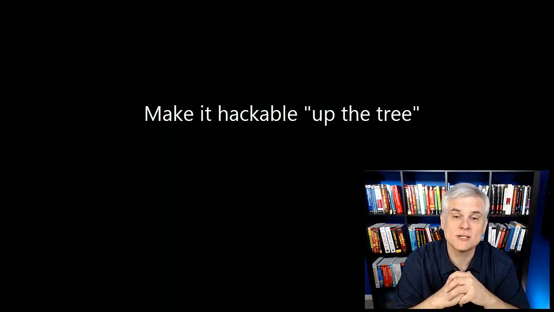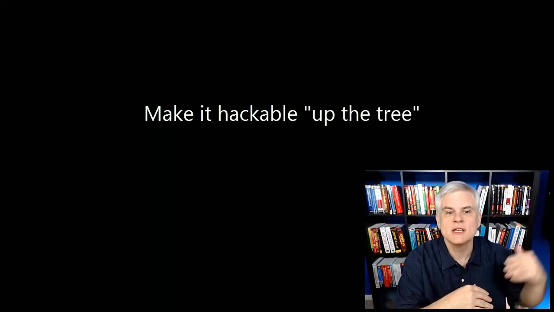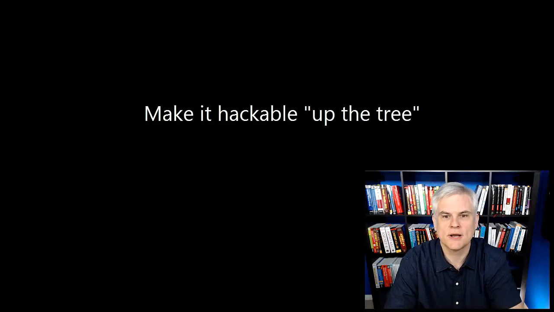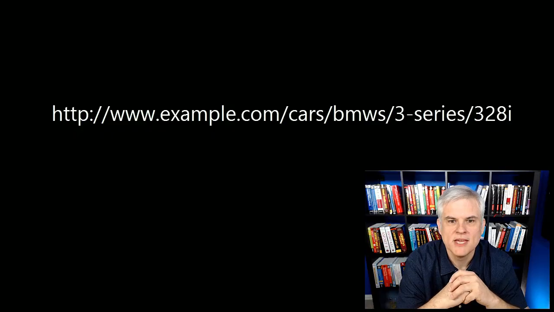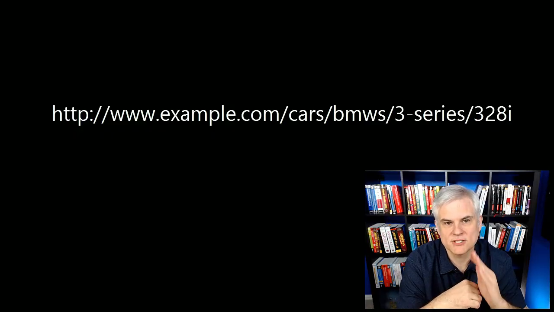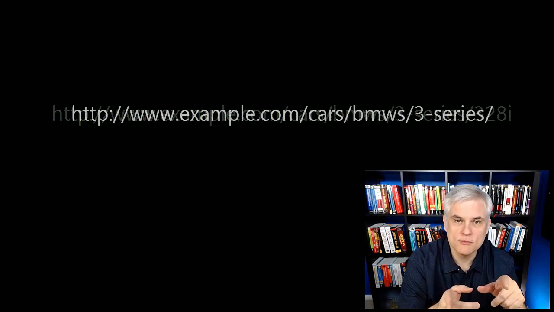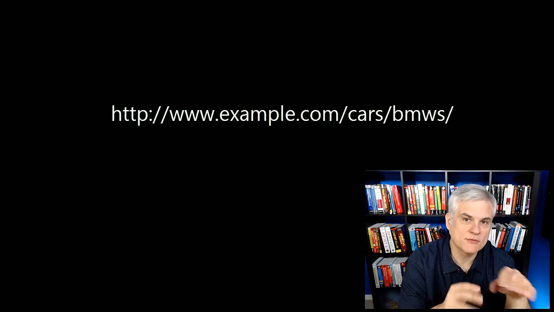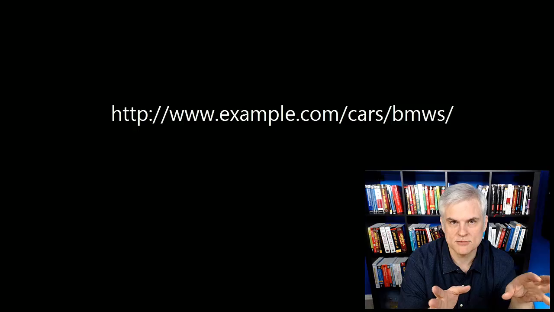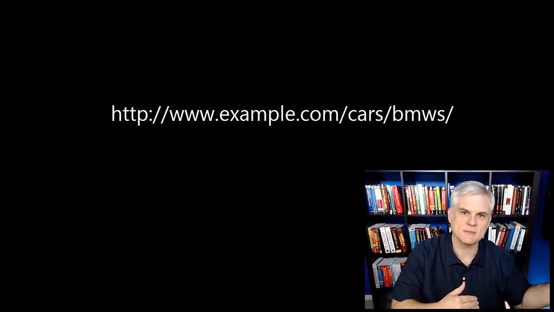Okay. Back to the notion of hackability, URLs should be hackable up the tree, meaning that as you remove segments from the URL, you should get the expected functionality, the expected web page back. So if you start off with a URL like the one you see on screen right now, example.com/car/BMW/3series/328i. If I remove the 328i segment, I'd be able to see all the 3 series models. If I remove the 3 series segment, then I should be able to see all the BMWs. And so it's hackable up the tree. By removing segments, I should be able to get back up from a higher level.